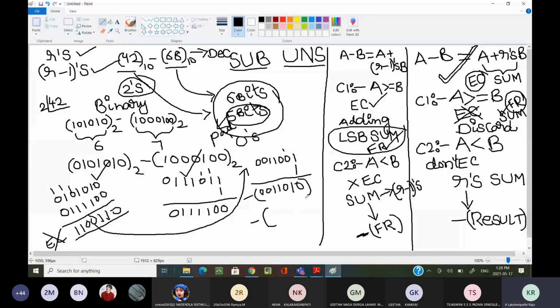Now tell me, if I want to convert this into decimal, what is the value? Use the 8421 code: 1, 2, 4, 8, 16. 16 plus 8 is 24, 24 plus 2 is 26. Minus 26 is the final answer. Whether this answer is correct or wrong, I want to cross check. Now subtract 42 from 68. 8 minus 2 is 6, 6 minus 4 is 2. 26. Correct. Minus 26, what we get is the right answer. In that way you can cross check.